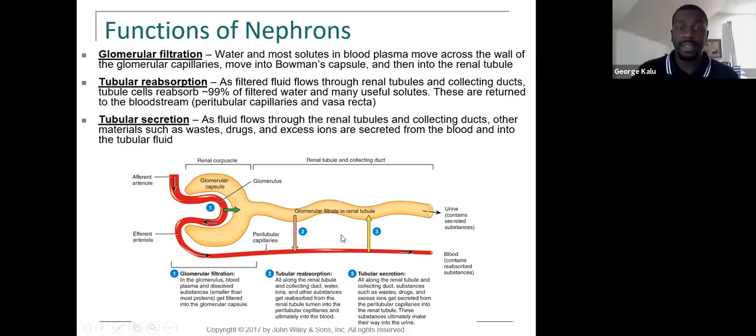The third process is tubular secretion. So secretion is the process where we remove things from the blood, we're secreting things from the blood, and then delivering it into the renal tubules. So these are things that we want to get rid of, things we do not want. This can be any waste, any drugs, or any excess like ions, any excess nutrients, anything that our body does not need, or anything that may be even harmful for the body. Those are all going to get secreted out of the blood and into the renal tubules.